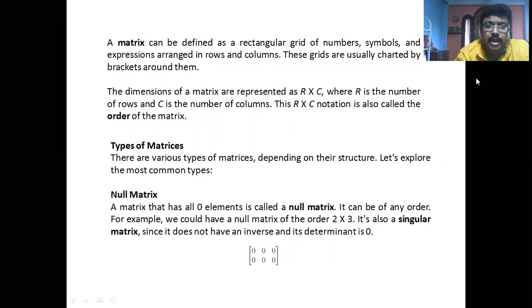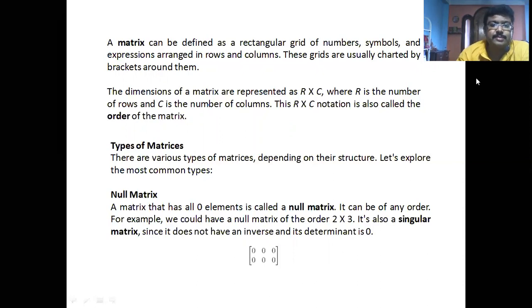Now, the dimensions of a matrix are represented as R multiplied by C, where R is the number of rows and C is the number of columns. This R multiplied by C notation is also called the order of the matrix. R multiplied by C, number of rows multiplied by number of columns, is also called the order of the matrix.